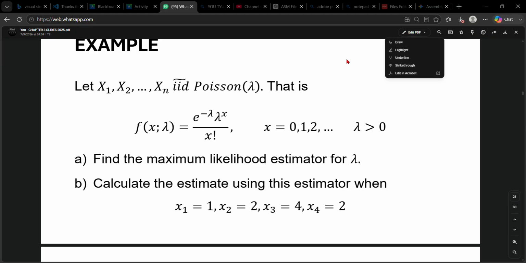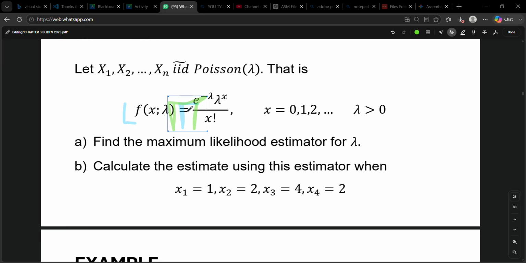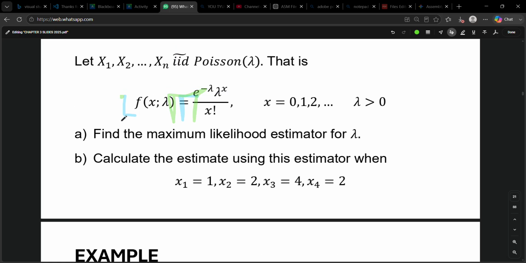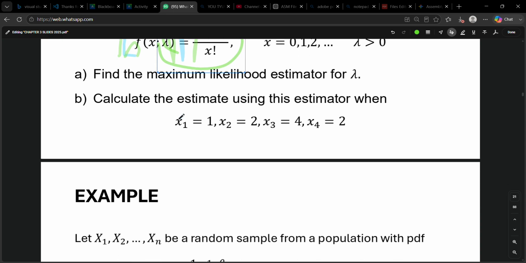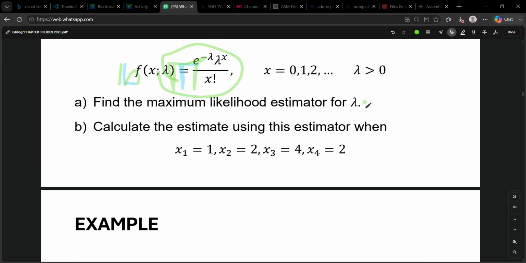I cannot write here, but let me try. You're going to introduce the product here. Let's change the color. You're going to introduce the product from i equal to 1 up to n, then you'll introduce ln both sides. And also on this side you'll introduce ln, and then you solve. So at the end of the day, you should get lambda is equal to x bar.